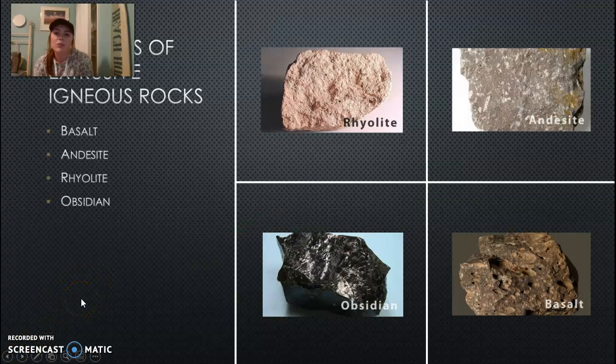Some different examples of extrusive igneous rocks are basalt, andesite, rhyolite, and obsidian. And in these pictures here, it just shows some examples. Rhyolite is that lighter one there at the top, along with andesite, obsidian, which is the darkest of all of them, and basalt, which is the most common extrusive igneous rock.